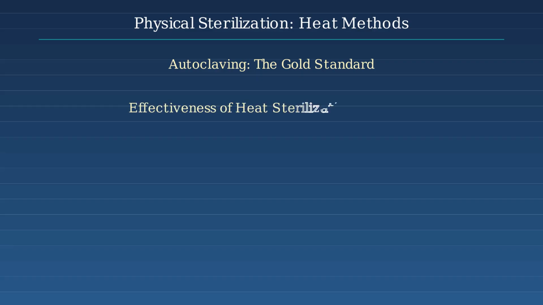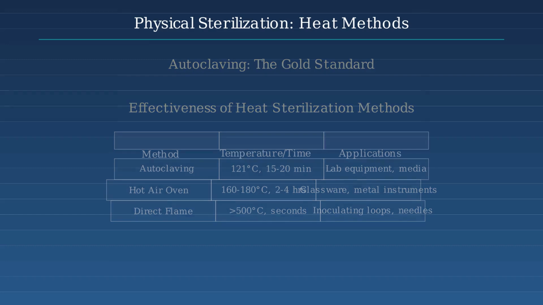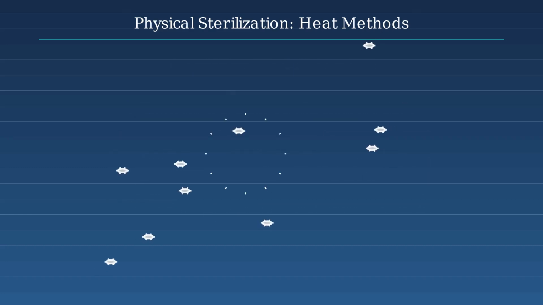Different heat sterilization methods are appropriate for different applications. Autoclaving is ideal for laboratory equipment and media, hot air ovens for glassware and metal instruments, and direct flaming for inoculating loops and needles. Heat sterilization remains one of the most reliable methods for eliminating microorganisms in laboratory and healthcare settings.